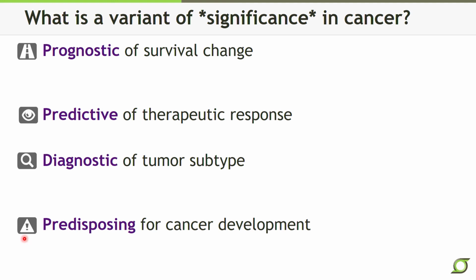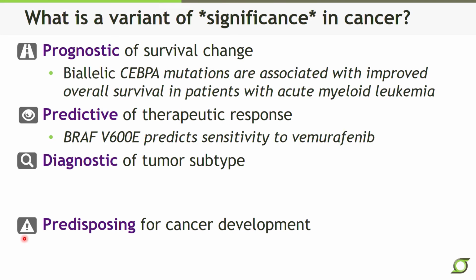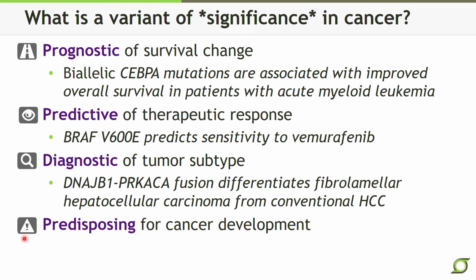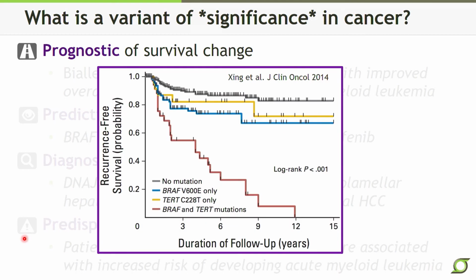We primarily focused on 4 areas: those variants that are prognostic of survival change, predictive of therapeutic response, diagnostic of tumor subtype or tumor type or even exclusive of a diagnosis, and those that are predisposing for cancer development. And while a lot of the variants in CIViC are really focused on somatic events, we do include predisposing germline events as well.